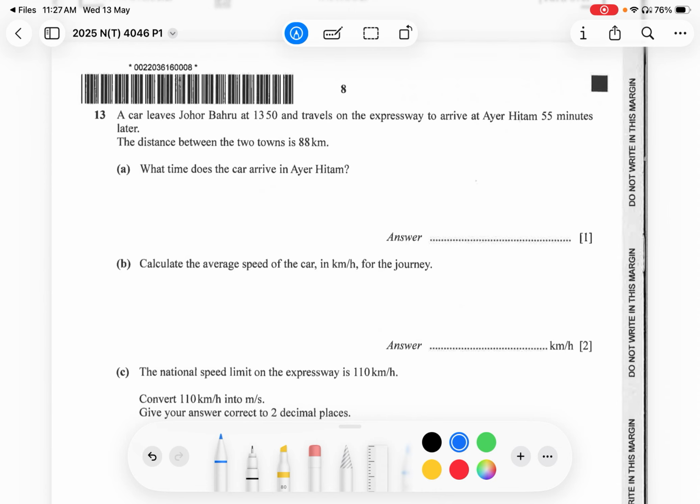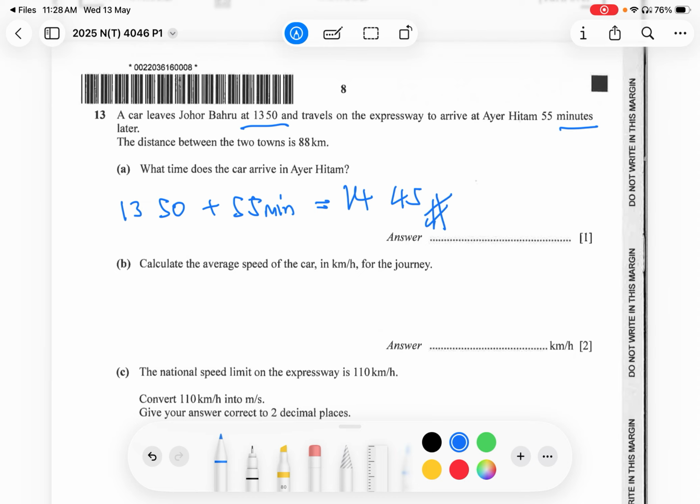The car leaves Johor Bahru at 1:35. They reach the expressway at Ayer Hitam 55 minutes later. The distance is 88 km. What time does the car arrive in Ayer Hitam? So we start here. It takes 55 minutes to reach. So it's 13:50 plus 55 minutes. So I know this will be 14:45.